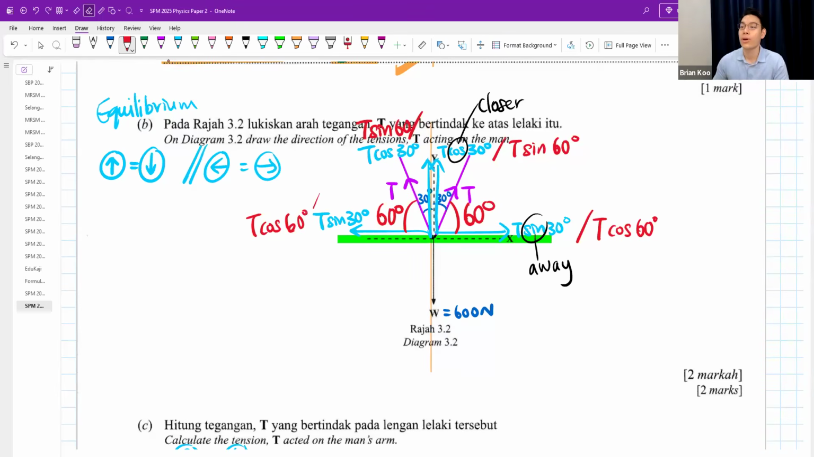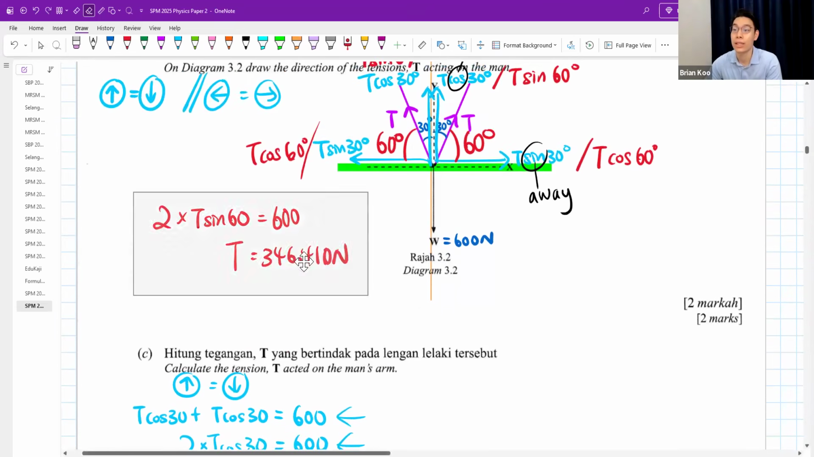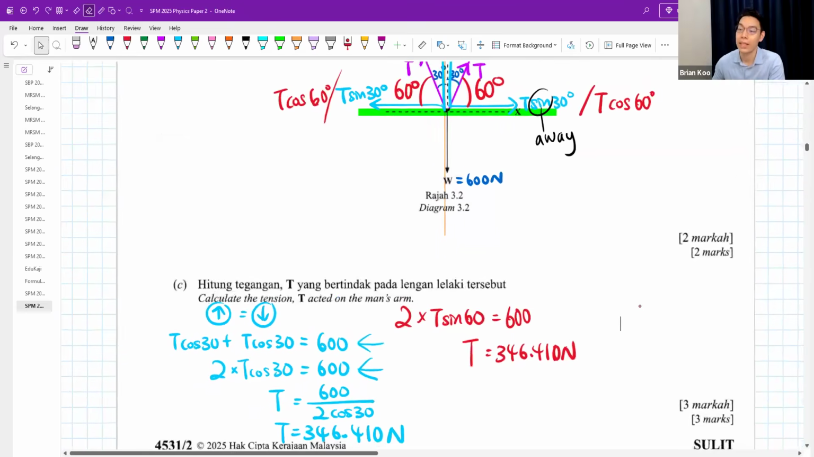So when you do your working, the force pointing up is 2 times T sine 60, and the weight pointing down is 600. And you are still going to get the same answer. Just now, what did we get? 346.410 newtons. Both ways also work. You do like that, you also get full marks. Either one.